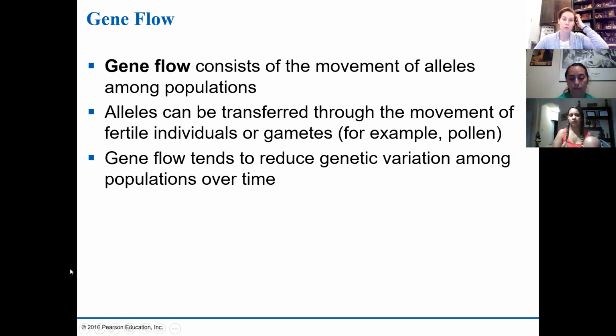So gene flow is the movement of alleles among populations. They can be transferred through movement, so pollen through wind pollination, or from individuals. We move our gametes, right? As we mate, it leaves the man and goes into the woman. Gene flow tends to reduce genetic variation among populations over time.